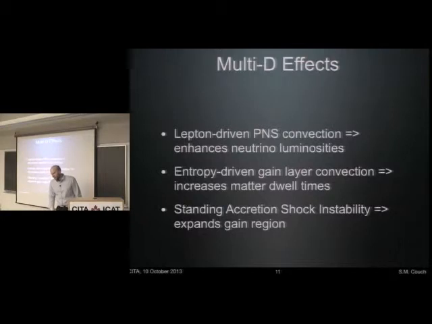So some multi-D effects help. Lepton-driven protoneutron star convection down in the protoneutron star helps by enhancing neutrino luminosities. You're transporting more of that neutrino energy out quicker from the neutron star. Entropy-driven convection in the gain layer, where neutrino energy is actually being absorbed, so this is right behind the shock, sets up a negative entropy gradient, which drives convection. And that can increase matter dwell times in that gain region. And integrated over time, you absorb a little bit more of the neutrino energy that's radiating from the core.